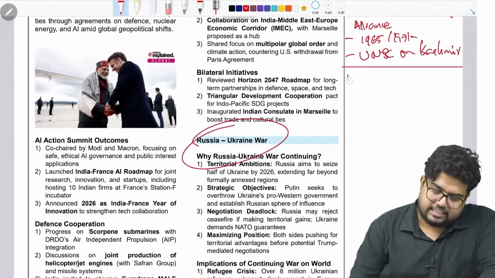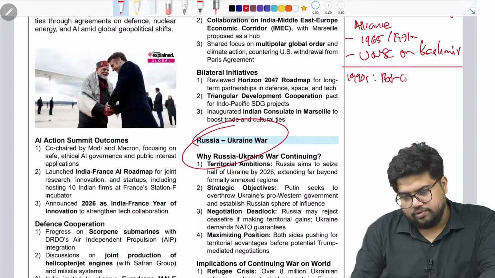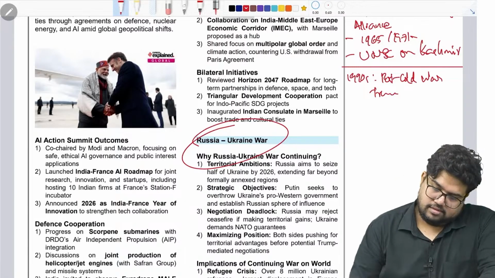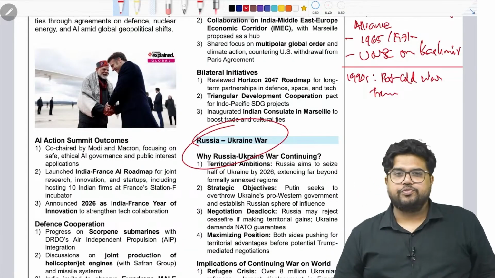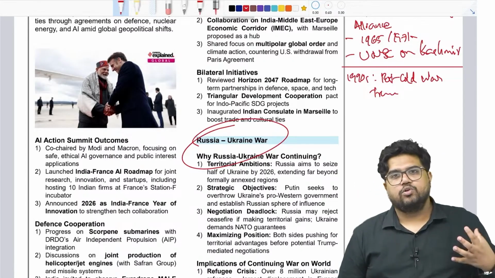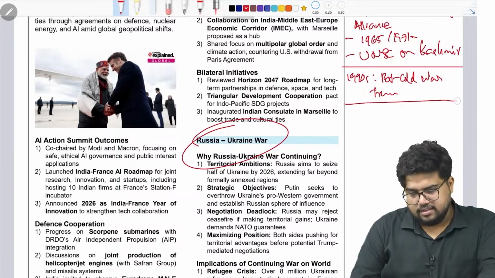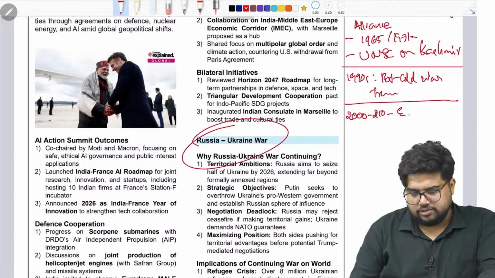Now this all changed in the 1990s. This was the end of the Cold War, the disintegration of the USSR, the post-Cold War transition. India was still having good relations with Russia. India was one of the few countries which completely repaid its loan to the USSR, to Russia, the new country. Now after this, from 2000 to 2010, we have seen an expansion of strategic partnership.